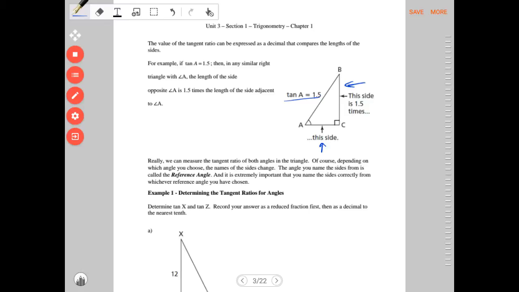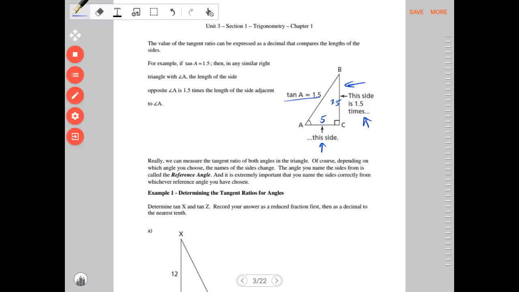So if we throw some numbers in, if this side is 10, well, 10 times 1.5 is 15, so that'll be 15. Okay, so that's one triangle. That would make this work. What if this side was 5? Well, 5 times 1.5 is 7.5. So the ratio just is an expression of how much bigger this side is than that side.